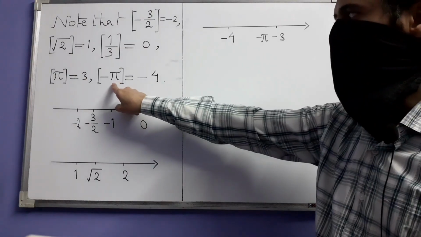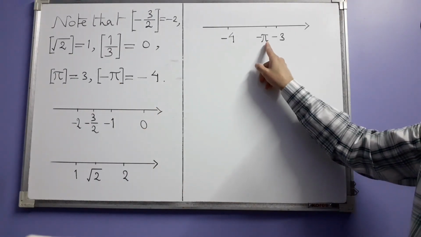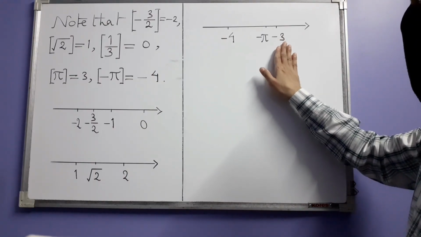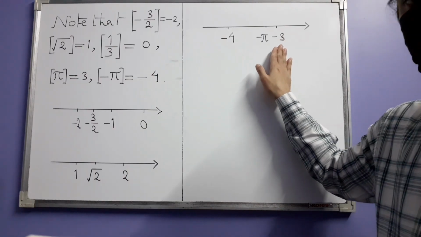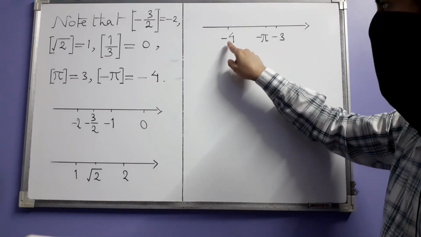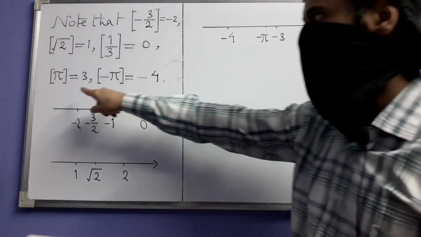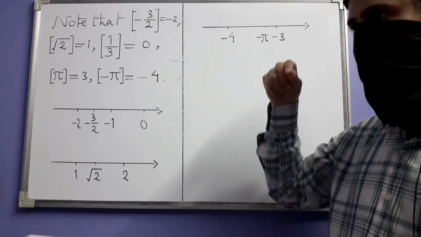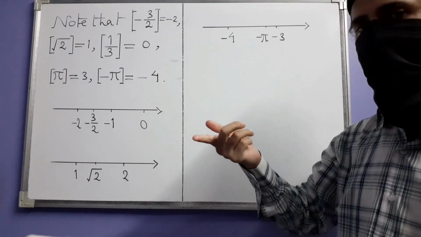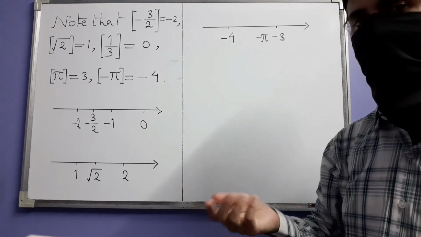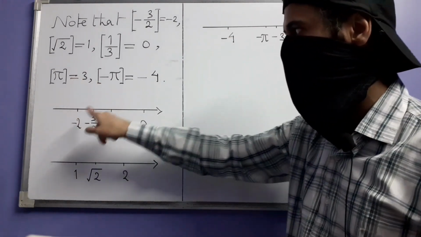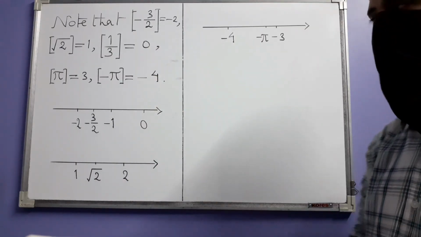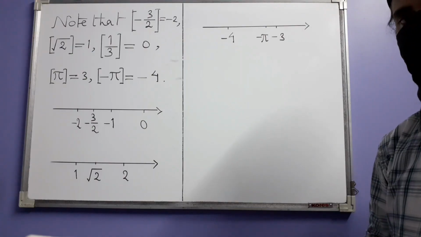Similarly, you think of this minus pi. Minus pi is minus 3.14159. The point here is that it lies between minus 4 and minus 3. So the greatest integer value is minus 4. But if you think of pi similarly, pi lies between 3 and 4. So the immediate next one, if you look to the left of pi, is 3. So that is why this one is 3, but this one is minus 4. So you have to be a little careful with the sign. So these are some examples.